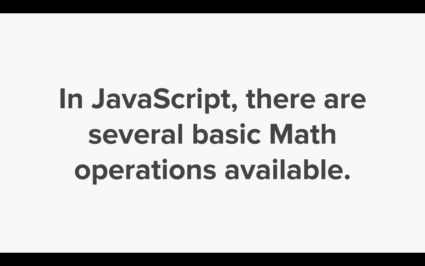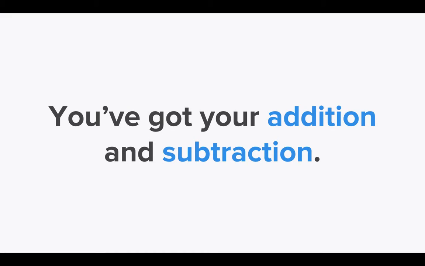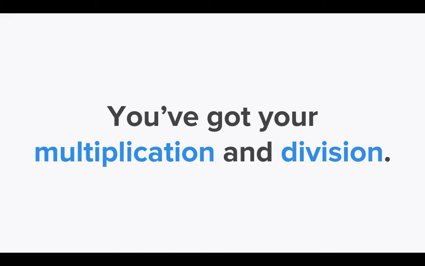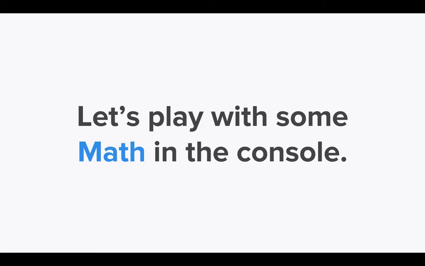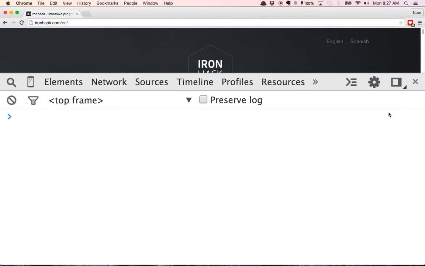In JavaScript, there are several basic math operations available. And so you've got your addition and your subtraction, you've got your multiplication and your division. So let's play with some math in the console. I've got my console open already again. First, let's look at addition. I'm going to add 21 plus 21, and the browser does that calculation and responds back with 42. Cool. Now in this case I used two of the same number, but you can use any two numbers to add. 50 plus 87. Boom, 137.